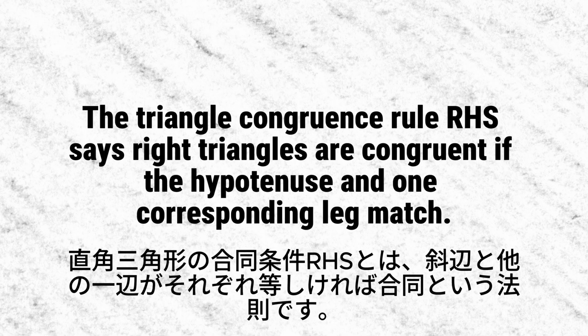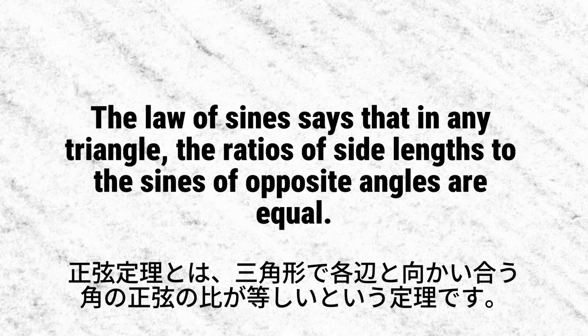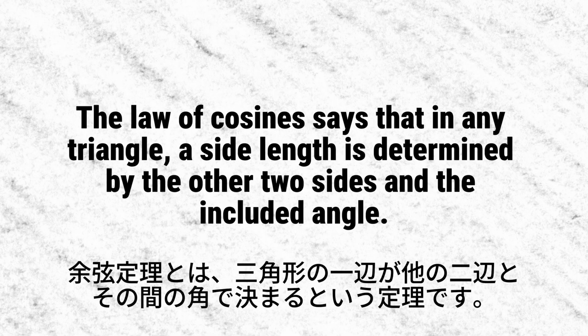The triangle congruence rule RHS says right triangles are congruent if the hypotenuse and one corresponding leg match. The law of sines says that in any triangle, the ratios of side lengths to the sines of opposite angles are equal. The law of cosines says that in any triangle, a side length is determined by the other two sides and the included angle.